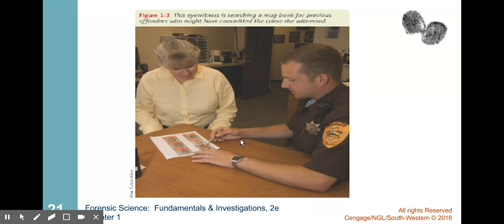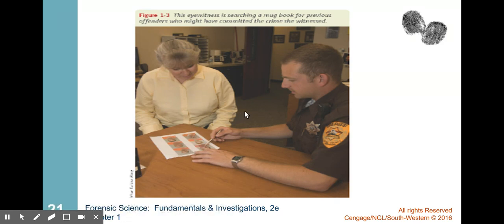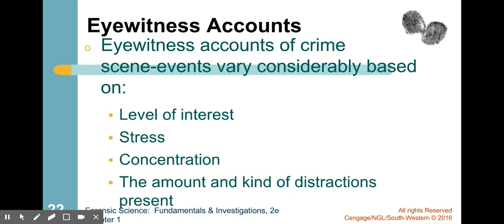You've probably seen these on TV where they'll take several different mugshots and show them to a witness, and if the person points to the right person, then that could lead to a conviction. But remember that this person only has a 1 out of 6 chance of choosing the right person, so the probability is still not in favor of a true conviction.